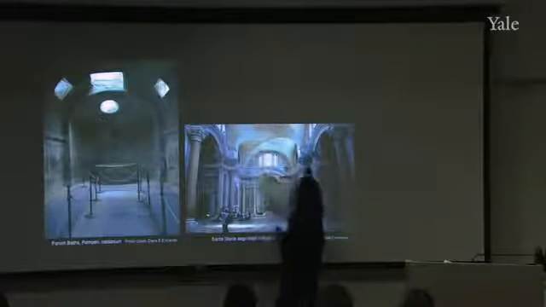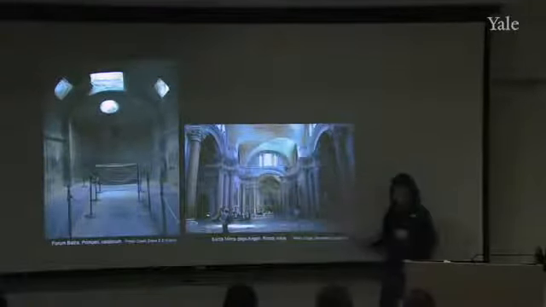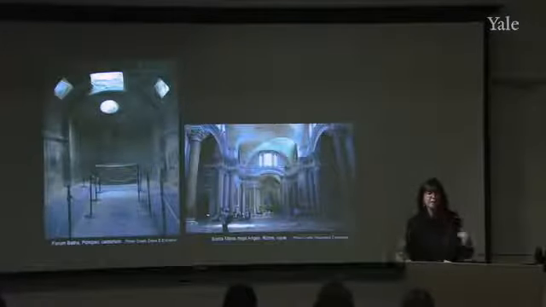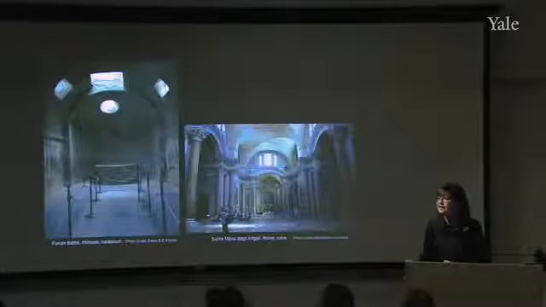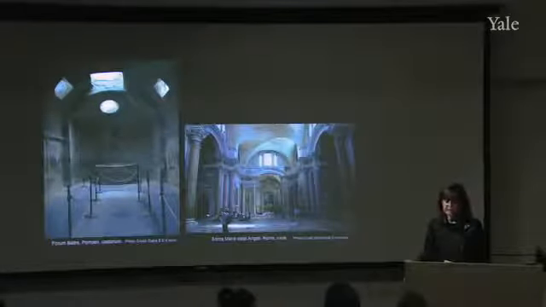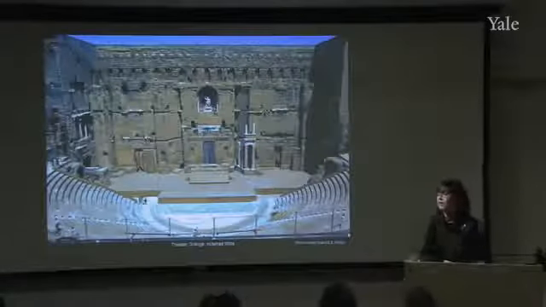And then all these multicolored columns that you see are actually the columns from the ancient building. So even in this interior of Santa Maria degli Angeli, we can get a sense of how ornate some of the decorations of some of these bath buildings were.